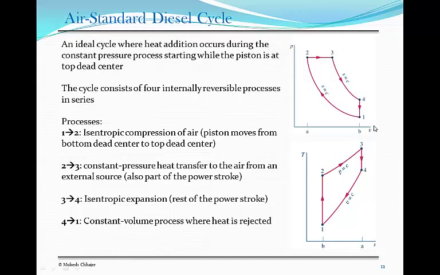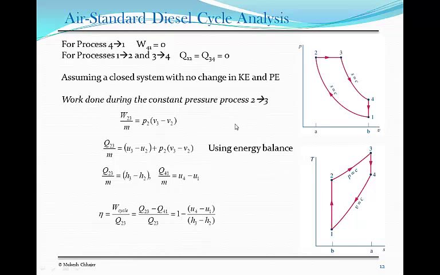So this is a PV diagram, and you can also do the same thing on a TS diagram. The difference, of course, would be that the isentropic processes are these vertical lines, because the entropy remains constant along this line and along that line, and then this is a constant pressure, and this is a constant volume process. So let's analyze this cycle.